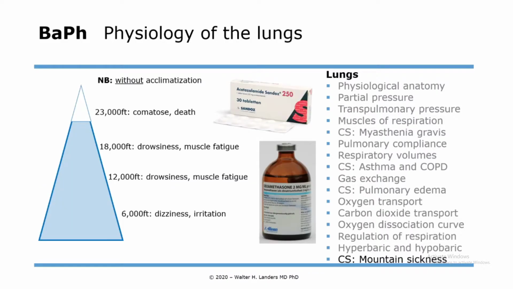And now, which might be interesting, which is mountain sickness or acute mountain sickness. So as you increase the height at which you are, you will get several consequences. So, for example, at 6,000 feet, you might experience dizziness or slight irritation. People can get annoyed easily. That's literally what irritation means in this case.